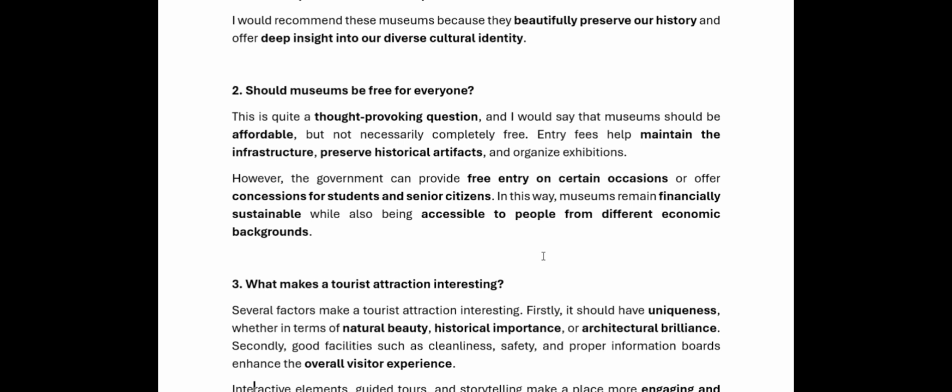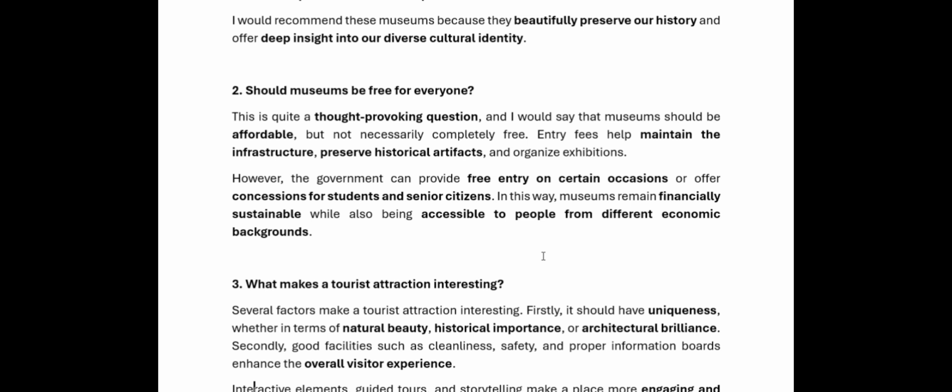However, the government can provide free entry on certain occasions or offer concessions for students and senior citizens. What will happen by this? In this way, museums remain financially sustainable while also being accessible to people from different economic backgrounds. All the highlighted words are the best vocabulary. Without preparation, nothing can be done. Without a good study and revision, nothing can be done. Pause the video, work on your vocabulary, make your own answers and post them. Question number 3. What makes a tourist attraction interesting?